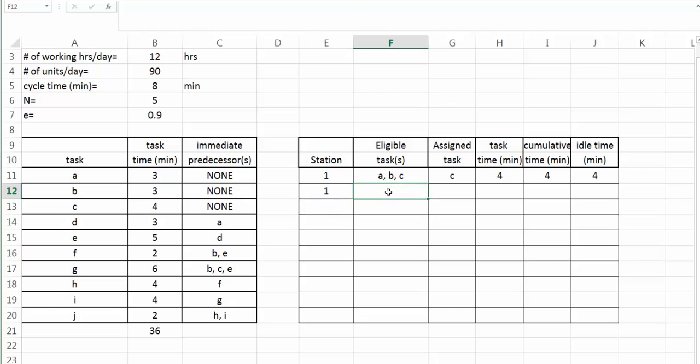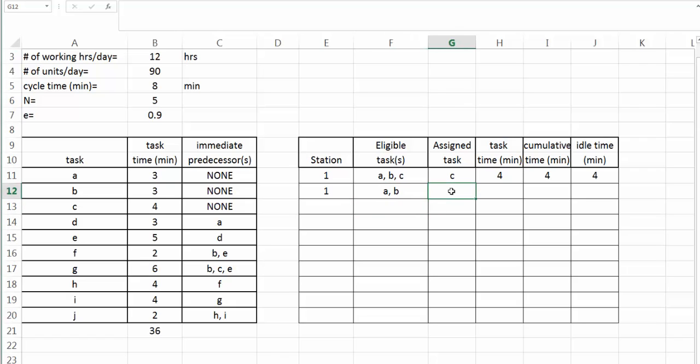What are the eligible tasks at this moment? The eligible tasks in this case will be A and B. C is already assigned to workstation one. You may ask, what about all the other tasks? Say D, E, F, all the way to J. Well, those tasks cannot be assigned to station one because, for example, D has to wait until task A is completed. But at this moment, A is not assigned or completed. So the only tasks that are eligible are A and B.